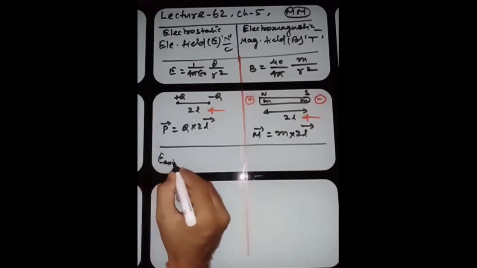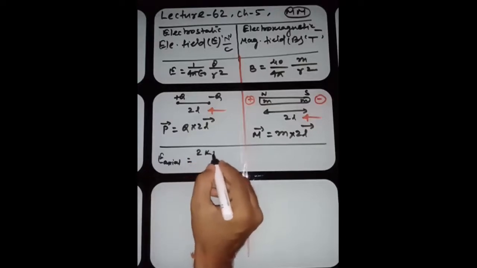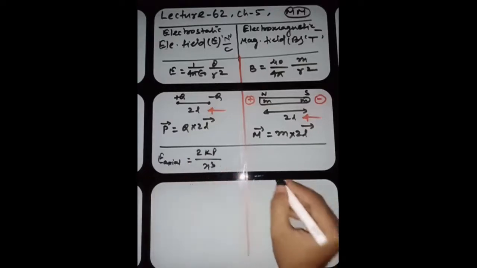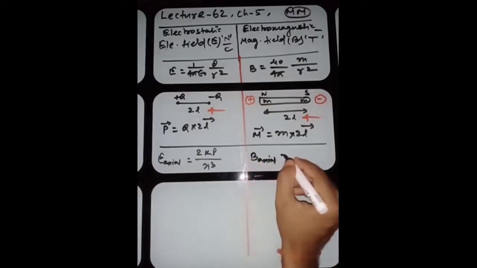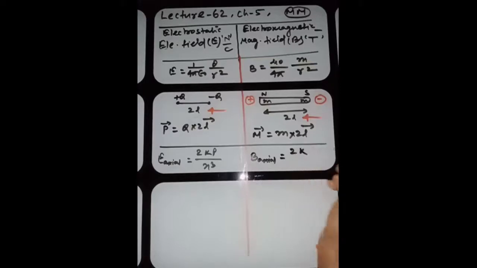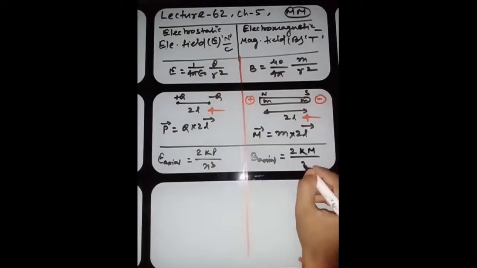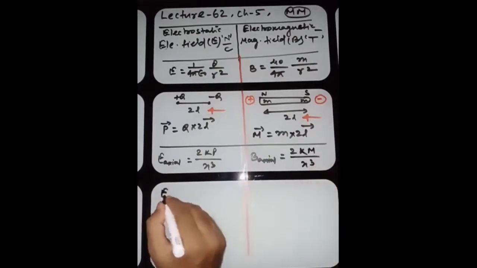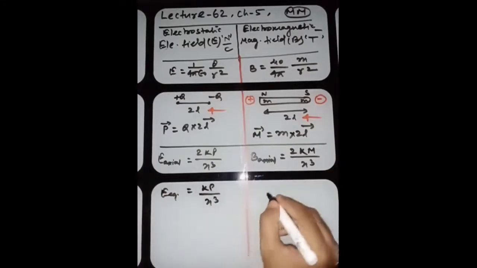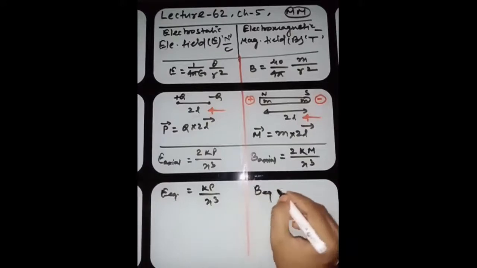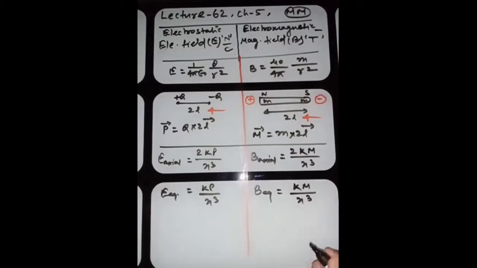Then after that we studied the magnetic field due to a dipole at the axial and equatorial points. At axial, we have studied E equals 2kp by x cube. In the same way, B axial, we can write 2k and p, the dipole moment, here the dipole moment is m, so 2km divided by x cube. And E equatorial, we have studied kp by x cube, and here B at equatorial will be km by x cube. You can see how much similarity in these two formulas.